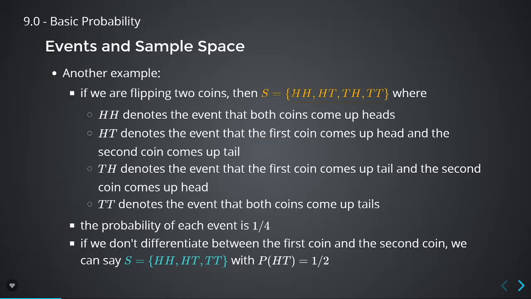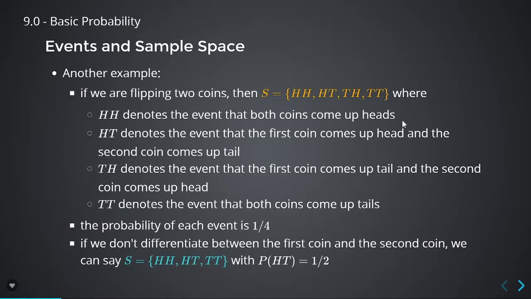But with your definition of the events, if you don't differentiate between the first coin and the second coin, then HT and TH are the same thing. So you can also say that sample space S only has HH, HT, and TT, and the probability of HT is 1/2. Because there are two cases where you have a head and a tail, right? Either you get a head first followed by a tail, or you get a tail first followed by a head.